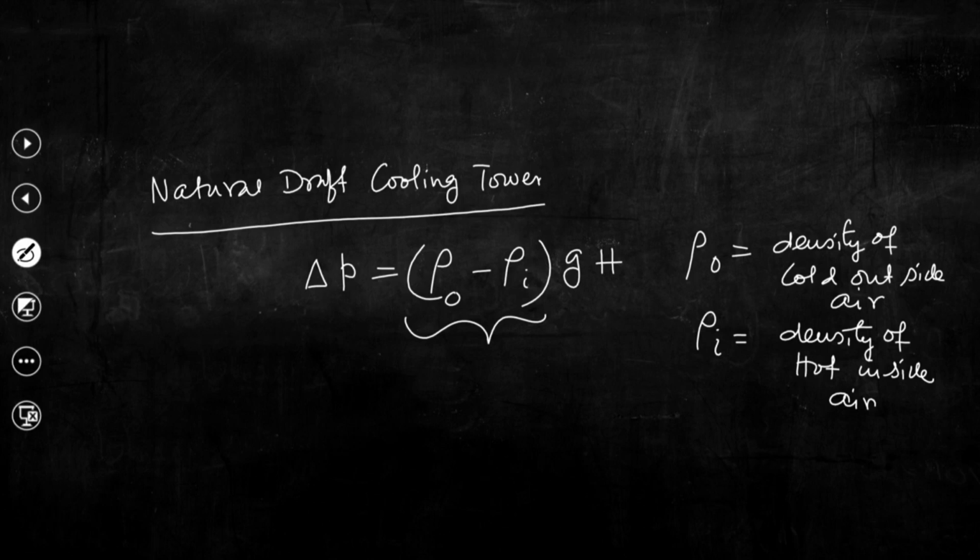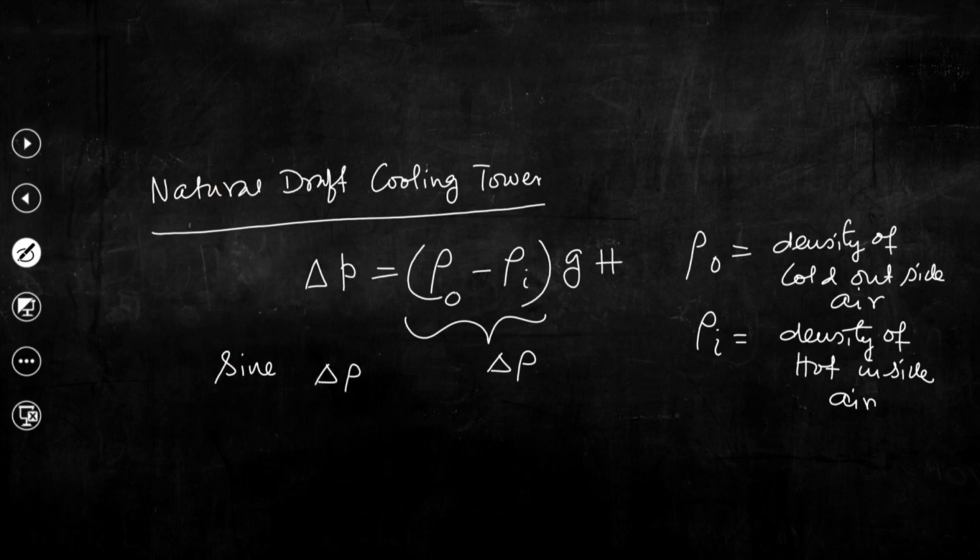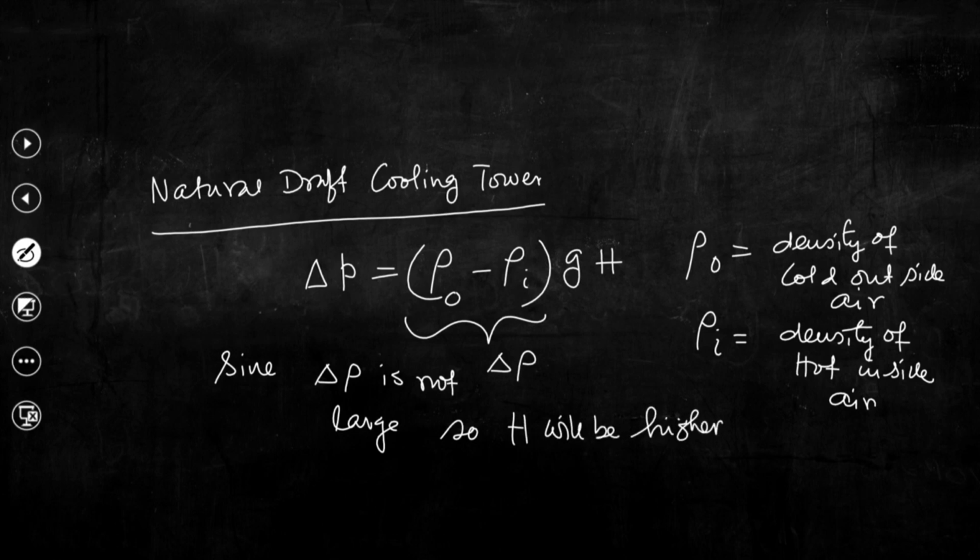what we need to do in most of these natural draft cooling towers, to get a sufficient value of delta P, since this delta rho is not large, is that H will be higher for a desired delta P.